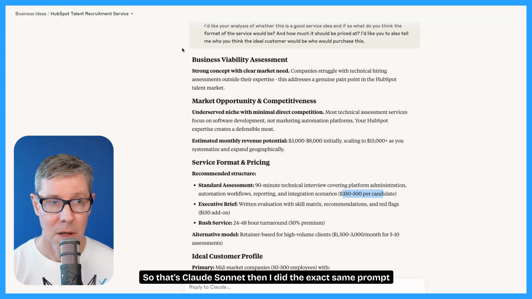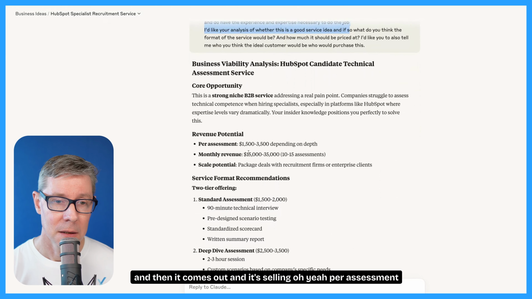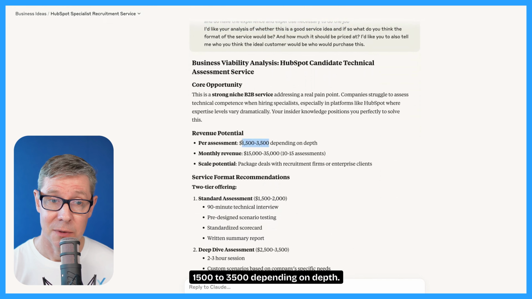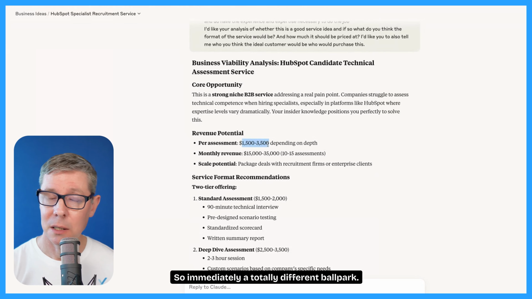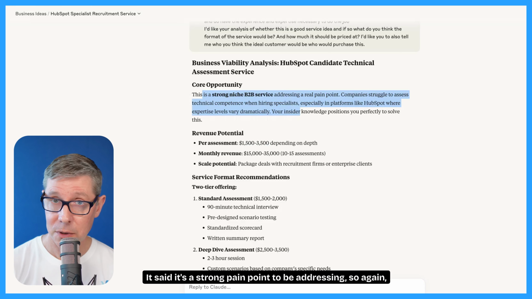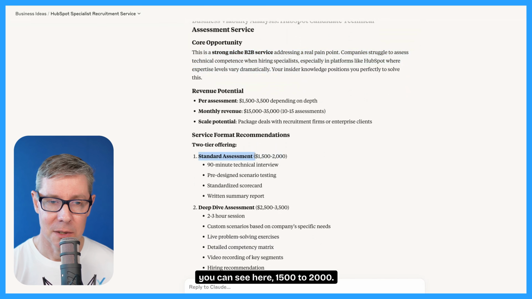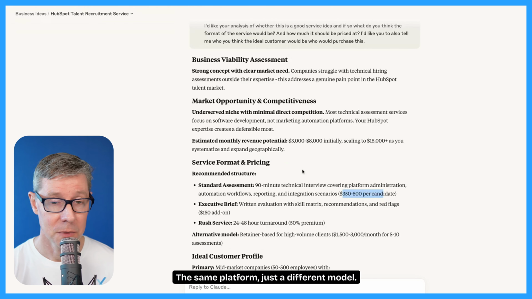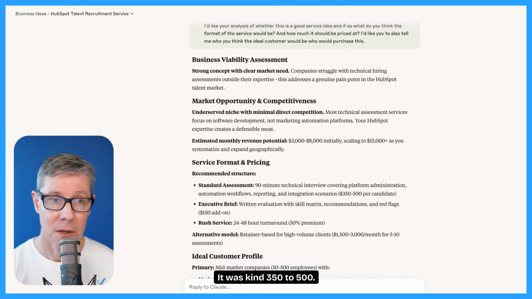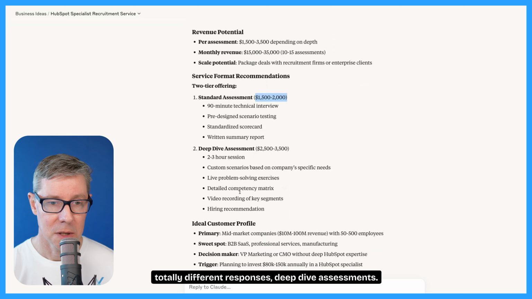So that's Claude Sonnet. Then I did exactly the same prompt. All I did is change the model to Opus 4. And then it comes out and it's telling me, oh yeah, per assessment, 1,500 to 3,500, depending on depth. So immediately a totally different ballpark. It said it's a strong pain point to be addressing. Again, it tells you it's a great idea. Two-tier offering, standard assessment. So you can see here, 1,500 to 2,000. I'll just go back to Claude, the same platform, just a different model. It was 350 to 500. So straight away you can see same prompt, different models, totally different responses, deep dive assessments.